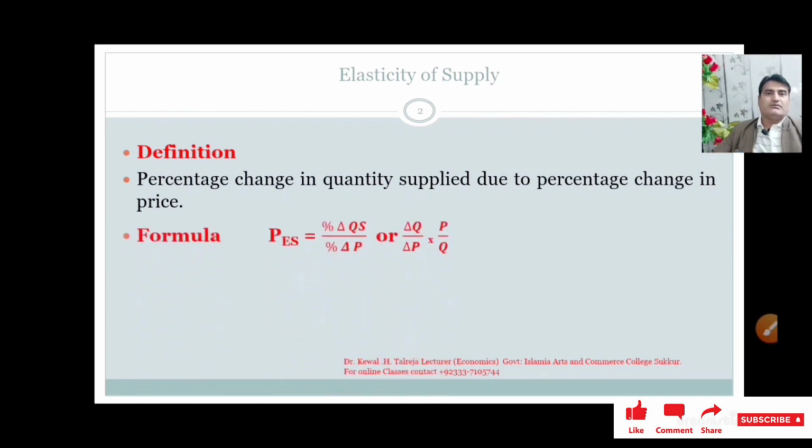The formula for the price elasticity of supply is the percentage change in quantity supplied divided by the percentage change in price, where delta represents change, meaning Q2 minus Q1. Or we may rewrite this formula as change in Q over change in P multiplied by P over Q.